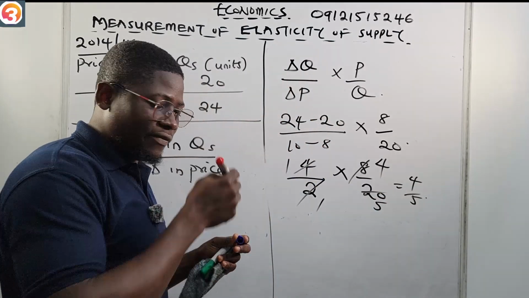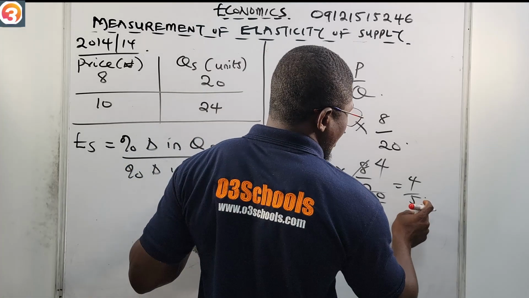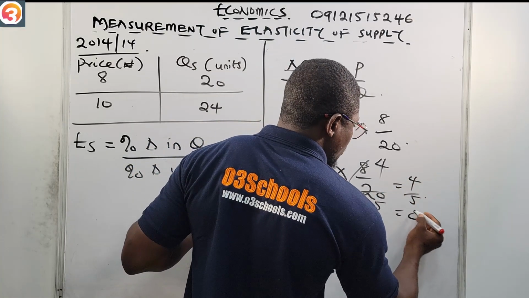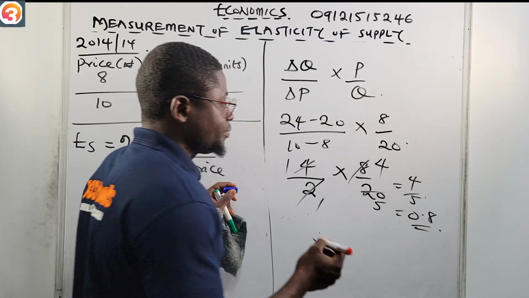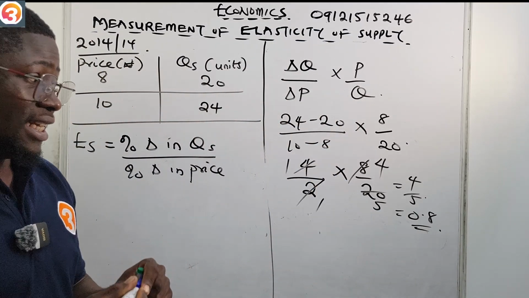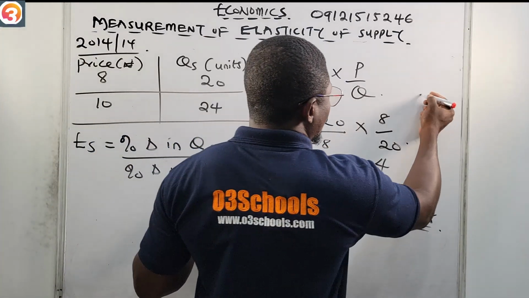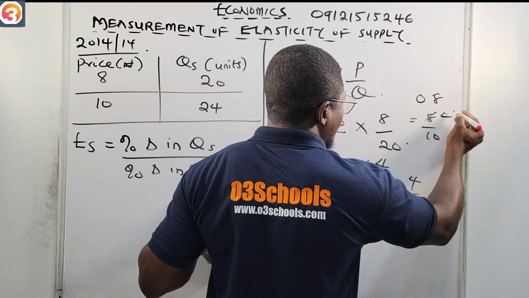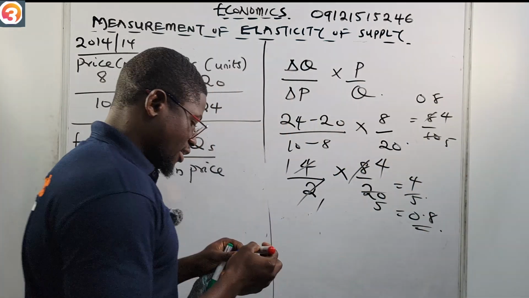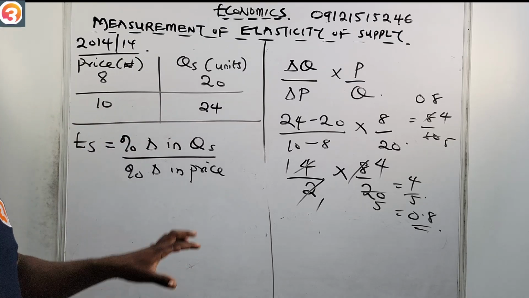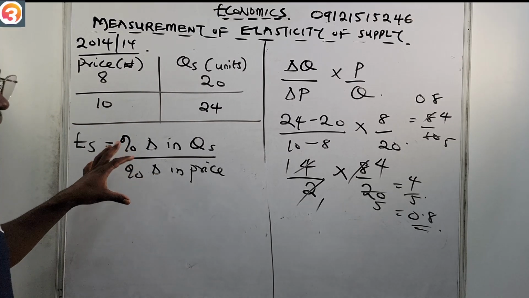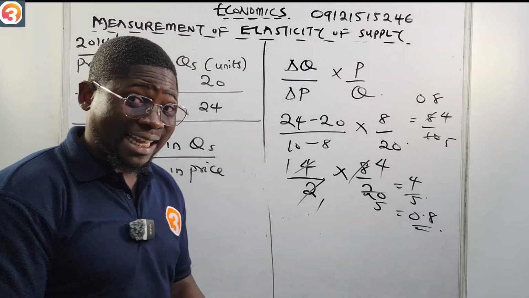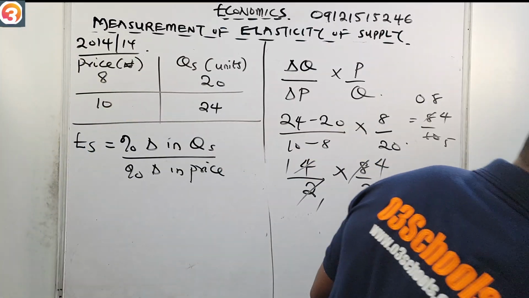Okay, and what is 4 over 5 in decimal? 5 cannot go into 4, so if you add 0, that will give us 0.8. How do you know 0.8 is 4 over 5? 0.8 in fraction is 8 over 10, and if you reduce, it's 4 over 5. So please use this formula to get the answer, 0.8. Make sure you show the workings and get the answer very well.